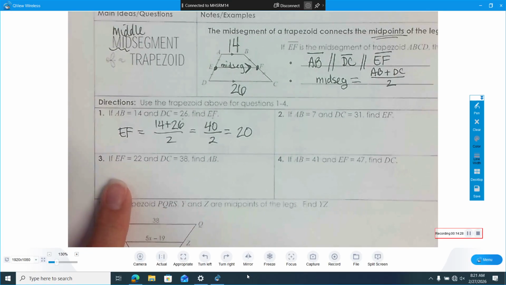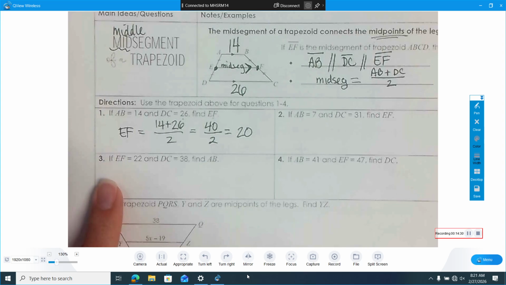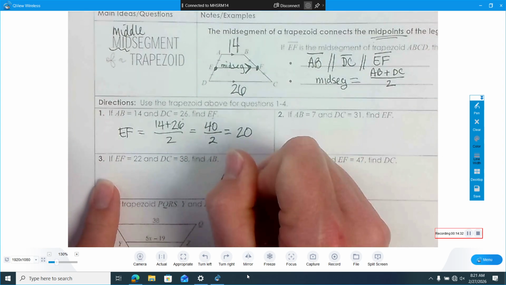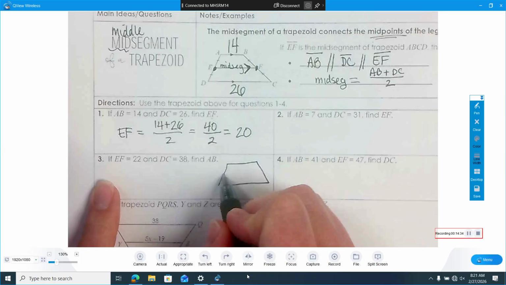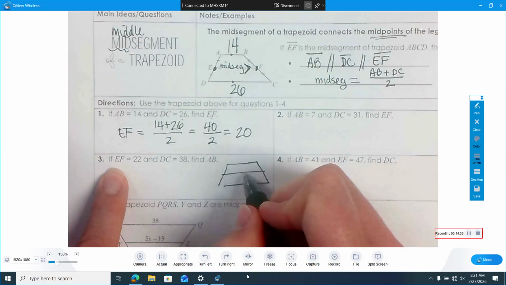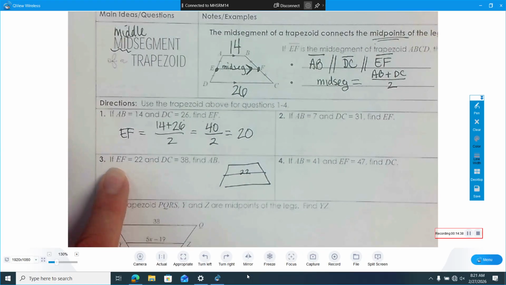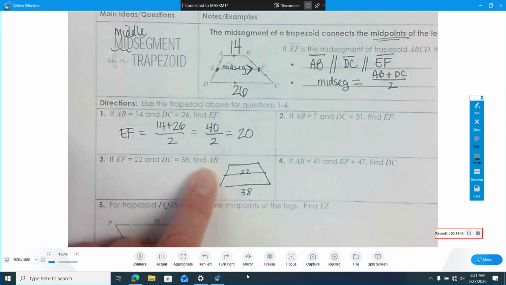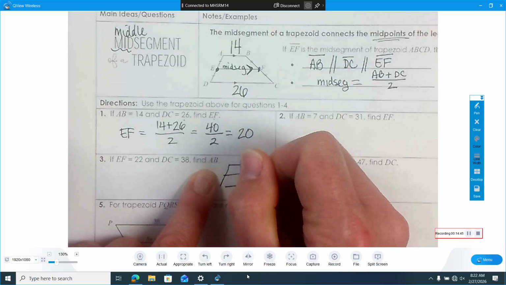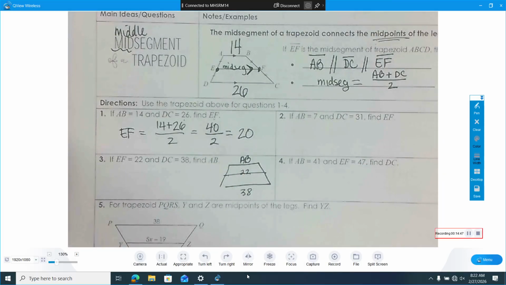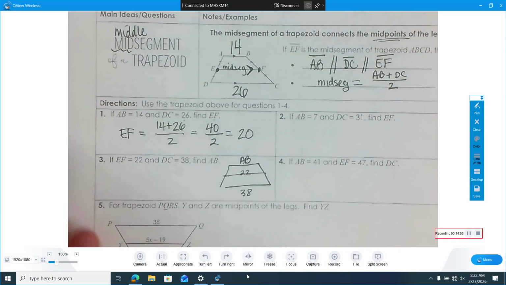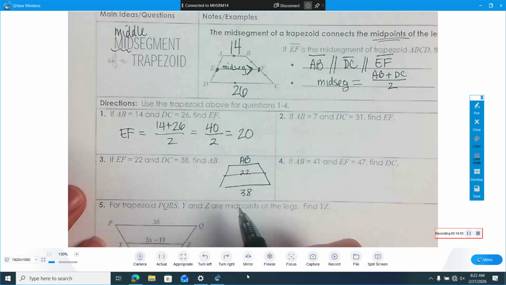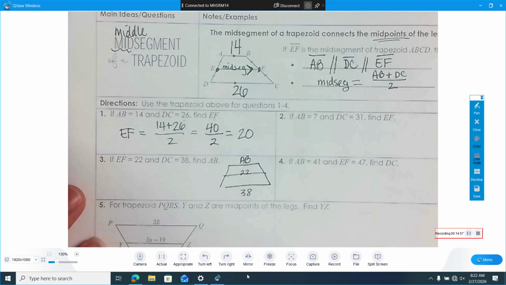Let's look at number 3. On number 3, let's say I've got the same picture. All right. EF is 22. That's the mid-segment. DC is 38, and it wants me to find AB. AB is on top. How are we going to do that? Oh, okay, yeah, sure, for sure. I'm going to set it up the same way, though.